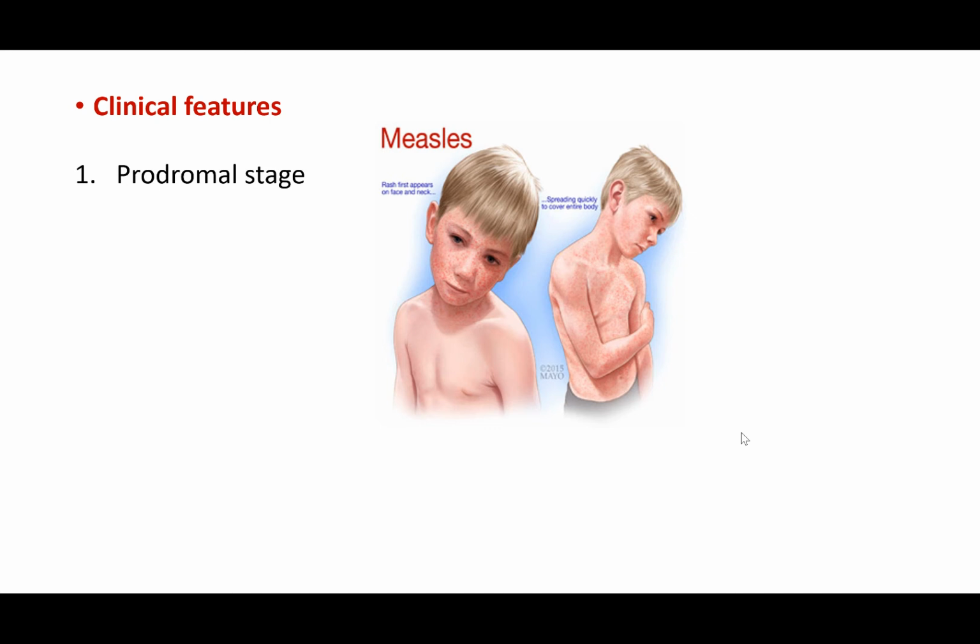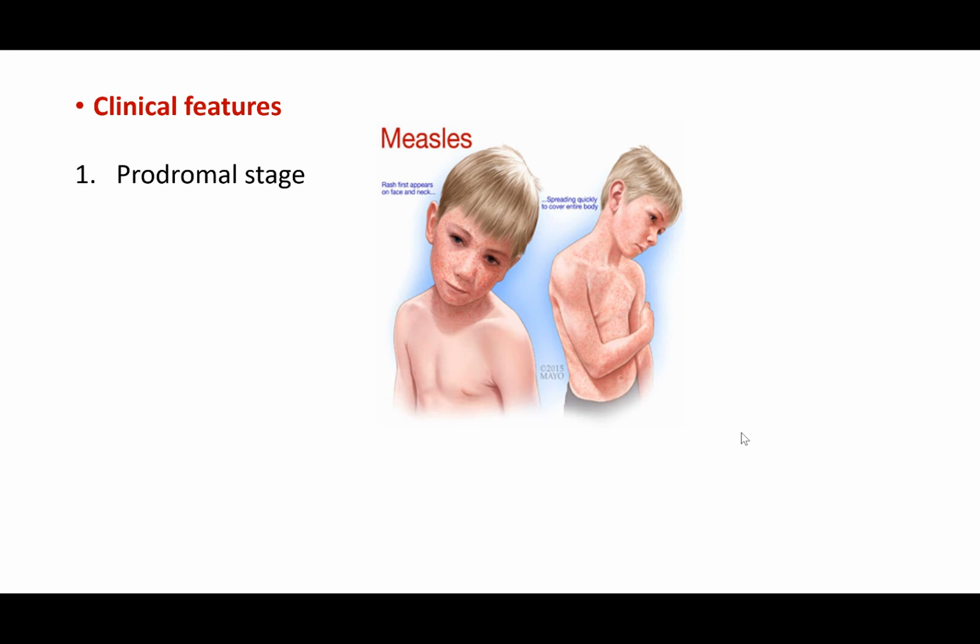A day or two before the onset of rash, there are Koplik spots, which are spots like table salt crystals on the buccal mucosa opposite to the first and lower molar teeth. They are bluish white spots on a red base, seen like pinheads.